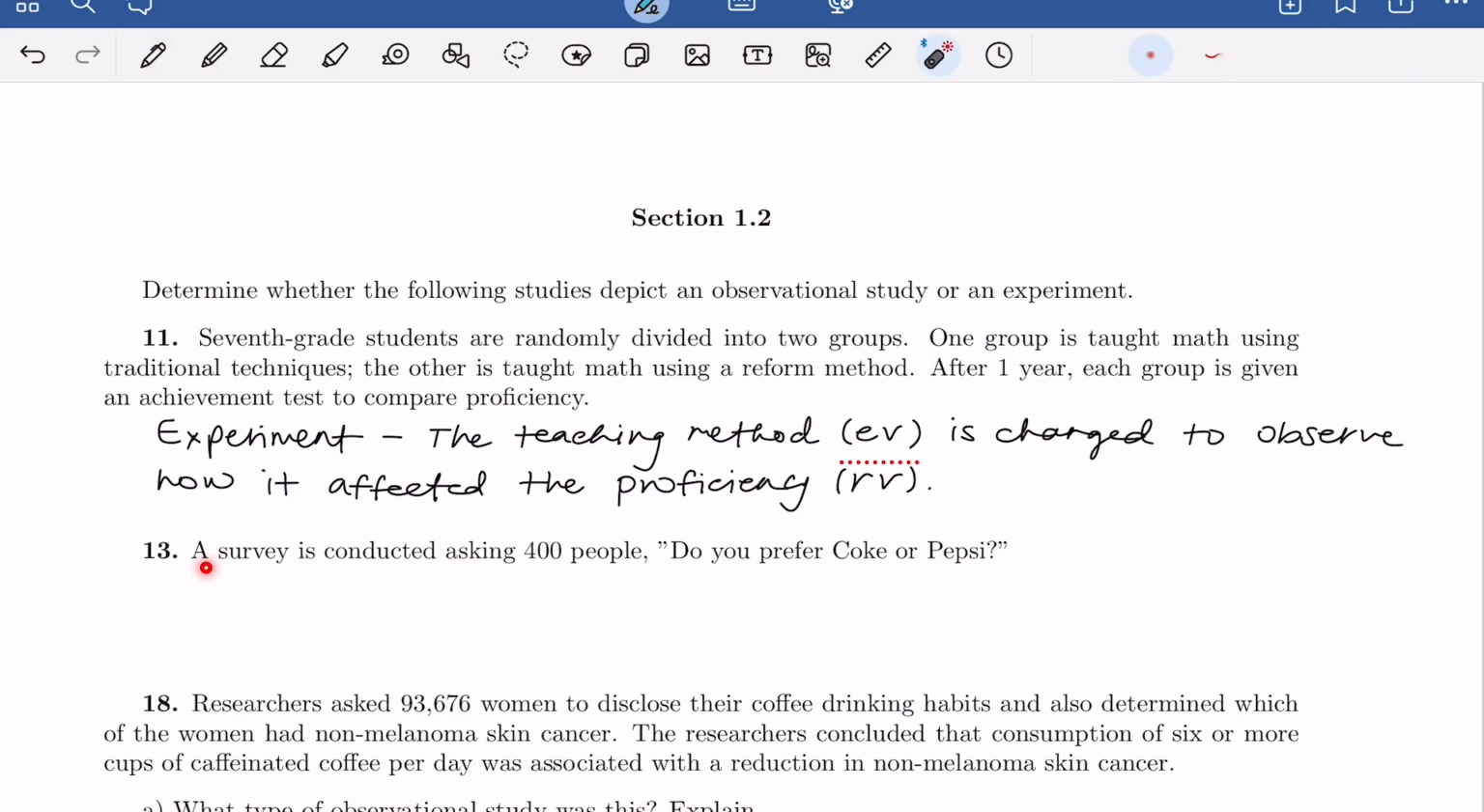Now, in this case, we're told that a survey is conducted asking 400 people, do you prefer Coke or Pepsi? Now, in this case, this is just going to be an observational study. We're not changing the value of an explanatory variable and trying to record the response here. We have no outside influence. So we're just asking this question, do you prefer Coke or Pepsi? So I'll say that here we have no outside influence.